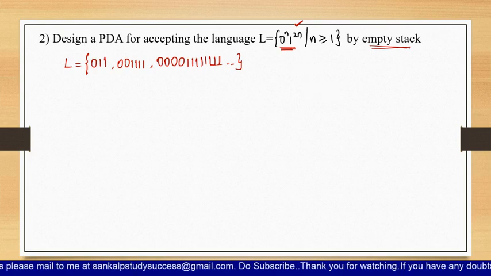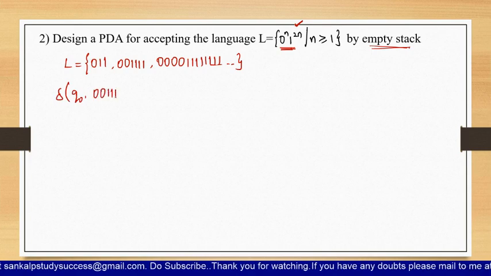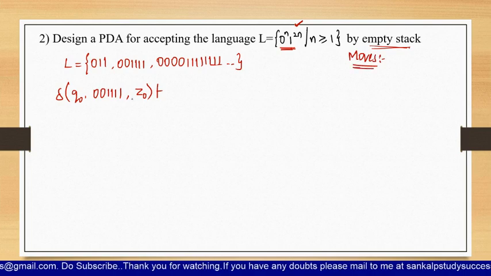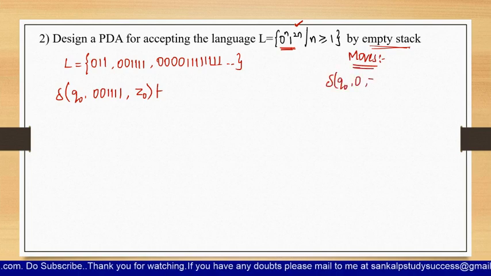So now let us take 0 0 4 ones, correct, because it is a bit lengthy. Q0 comma 0 0 4 ones along with the top of the stack, which is Z0. So this becomes, let us write the moves simultaneously at the right side. So here our move is transition function of Q0 comma 0 comma Z0.